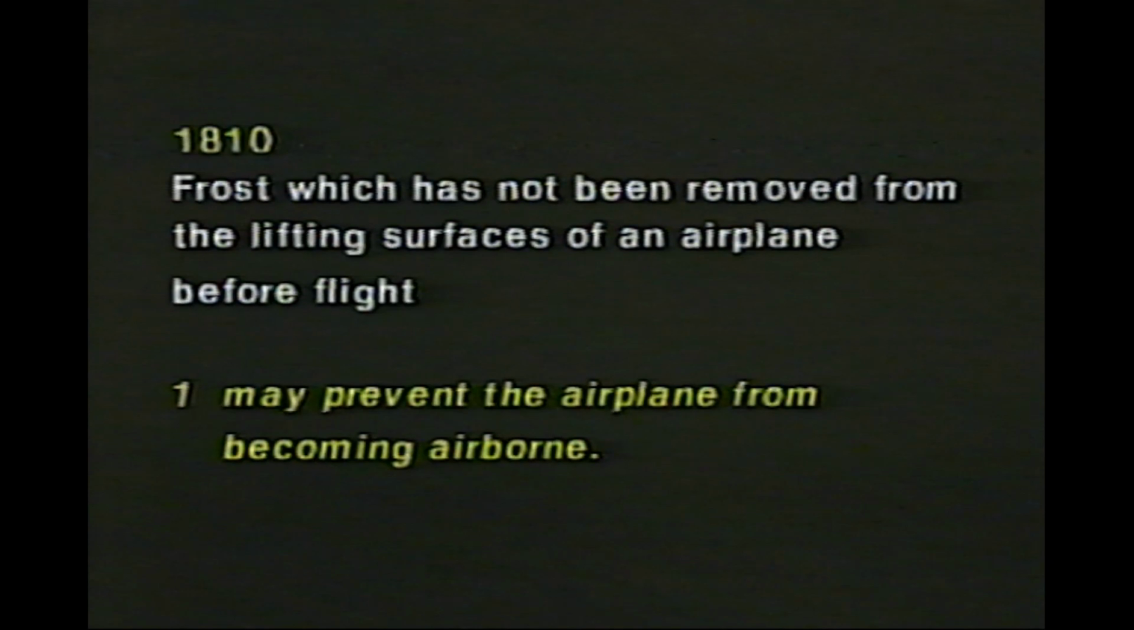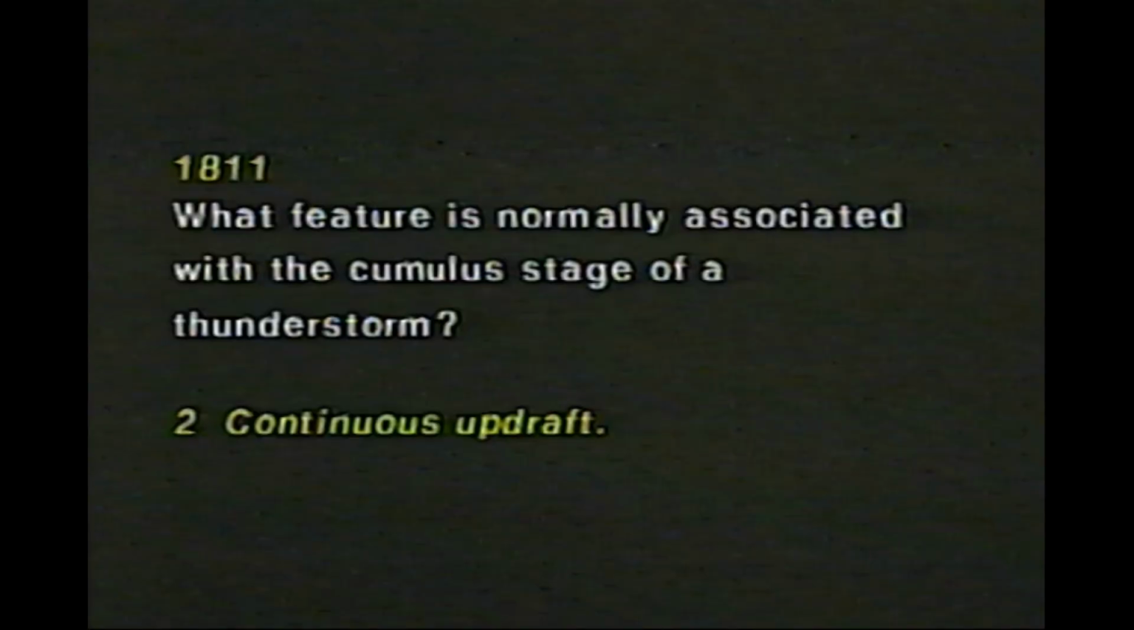Question 810. Frost, which has not been removed from the lifting surfaces of an airplane before flight. Number 1, may prevent the airplane from becoming airborne. Question 811. What feature is normally associated with the cumulus stage of a thunderstorm? Remember, the cumulus stage is the first of the 3 stages. We have the cumulus stage, which is the building stage. Then we have the mature stage, which has both updrafts and downdrafts. And then we have the dissipating stage, and that's when we get the anvil. So it's continuous updraft.